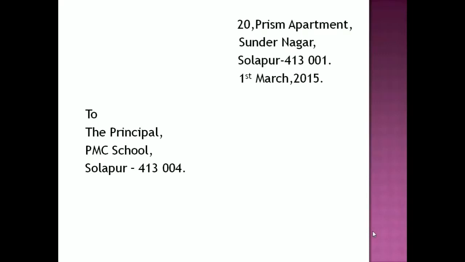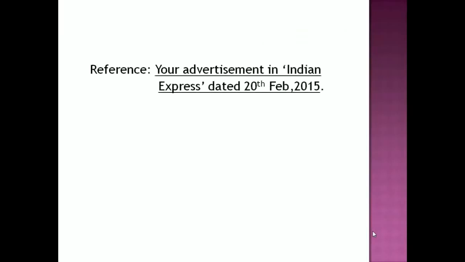Now this sample question of job application would be an application to the principal for the post of assistant teacher. That would be the sample question today for understanding the job application. After "To", you don't give a comma, and you write: To, The Principal, PMC School, Sholapur. Then comes the reference: Your advertisement in Indian Express dated 20th Feb 2015.